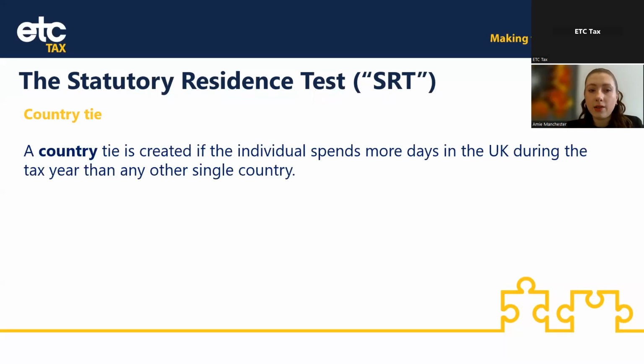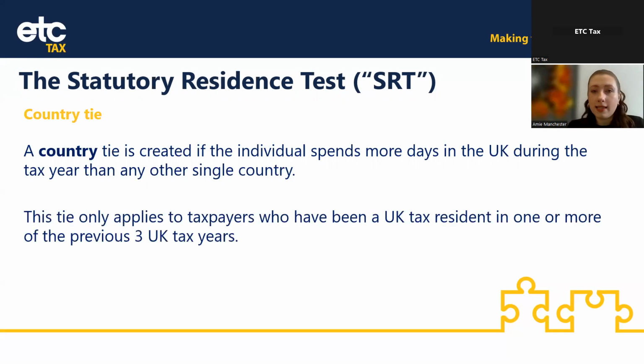Final tie is the country tie, and a country tie is created if the individual spends more days in the UK during the tax year than any other single country. This tie only applies to leavers. So leavers will be individuals that have been a UK tax resident in one or more of the previous 3 UK tax years.